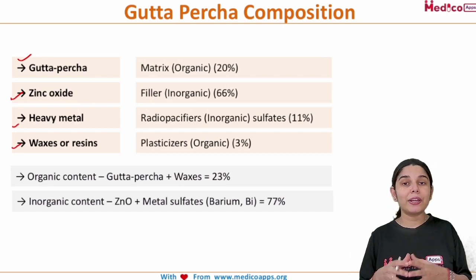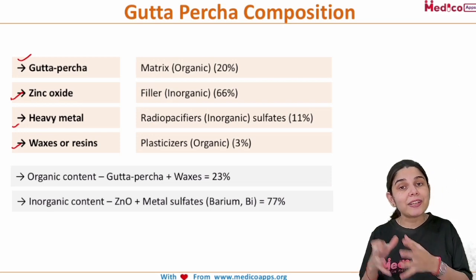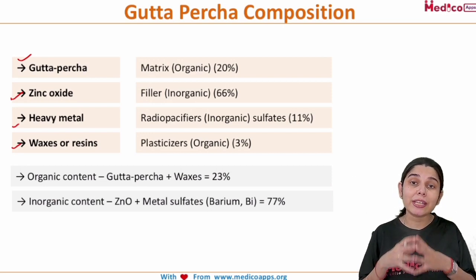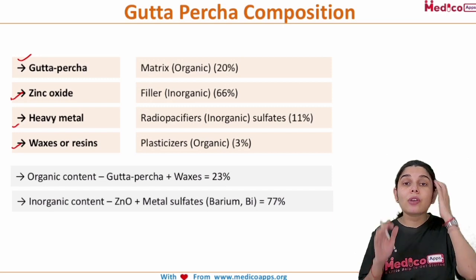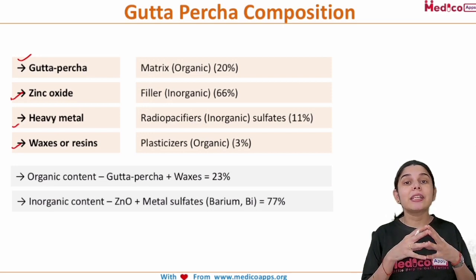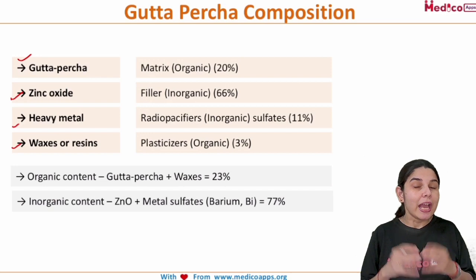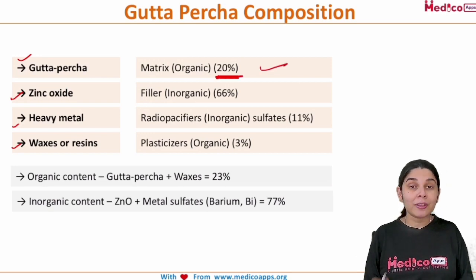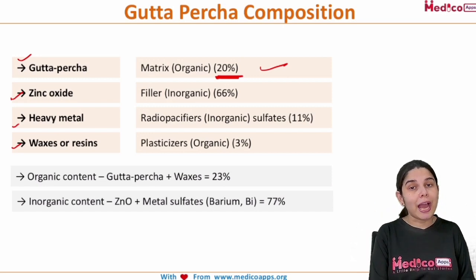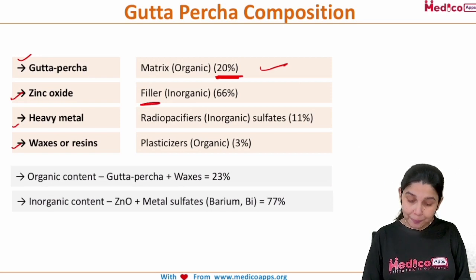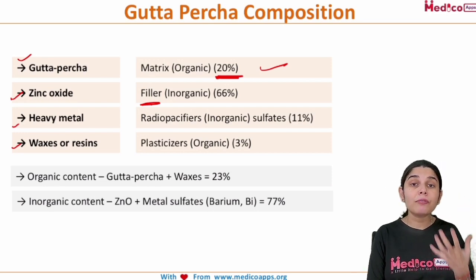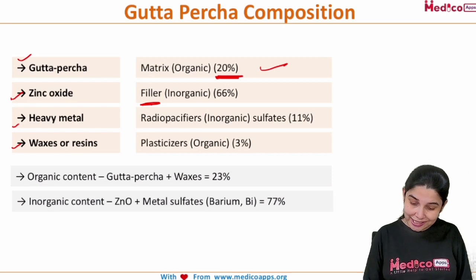Each of these components has a specific significance and function in the composition. So let's now understand the importance of each component. The first component is the Gutta-percha, which acts as a matrix and is around 20% of the total. The second component is zinc oxide, which acts as a filler in the Gutta-percha cone and is an inorganic compound. The amount of zinc oxide present in GP is 66%.